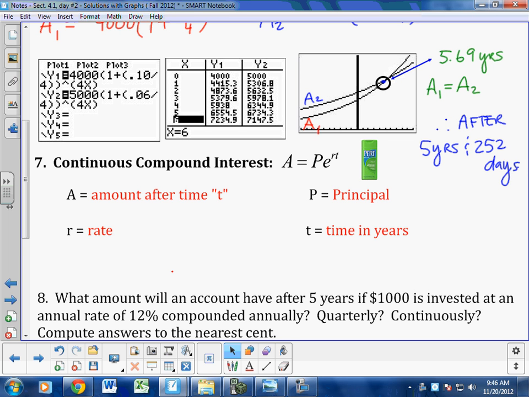See the PERT? Capital P, E to the RT. A is the amount, R is the rate, P is the principal, T is the time. This is for interest that is continuously compounded. So you have to be careful of what one you're using. Am I using compound continuous or am I not?